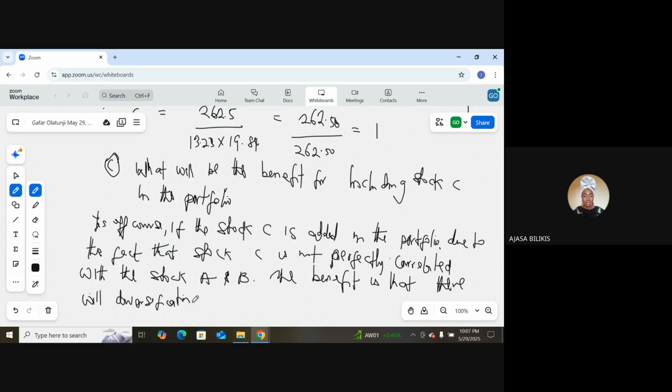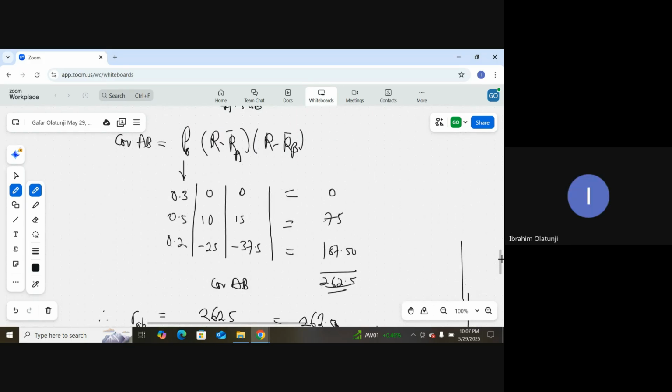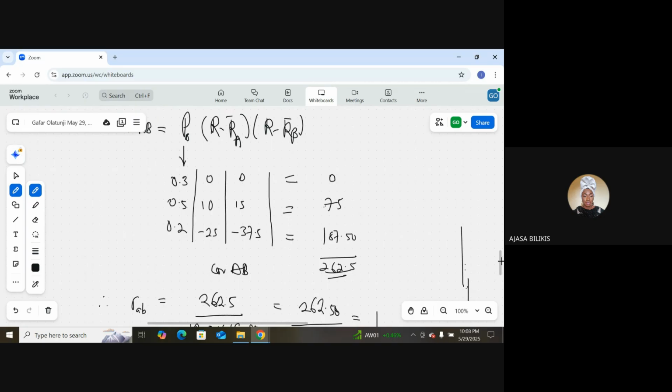Yes, I have a question. Go ahead, please. Based on your explanation the last time, you said our return minus R bar A must be 0. And the one you did for us was 0. But this one, we are not getting 0.